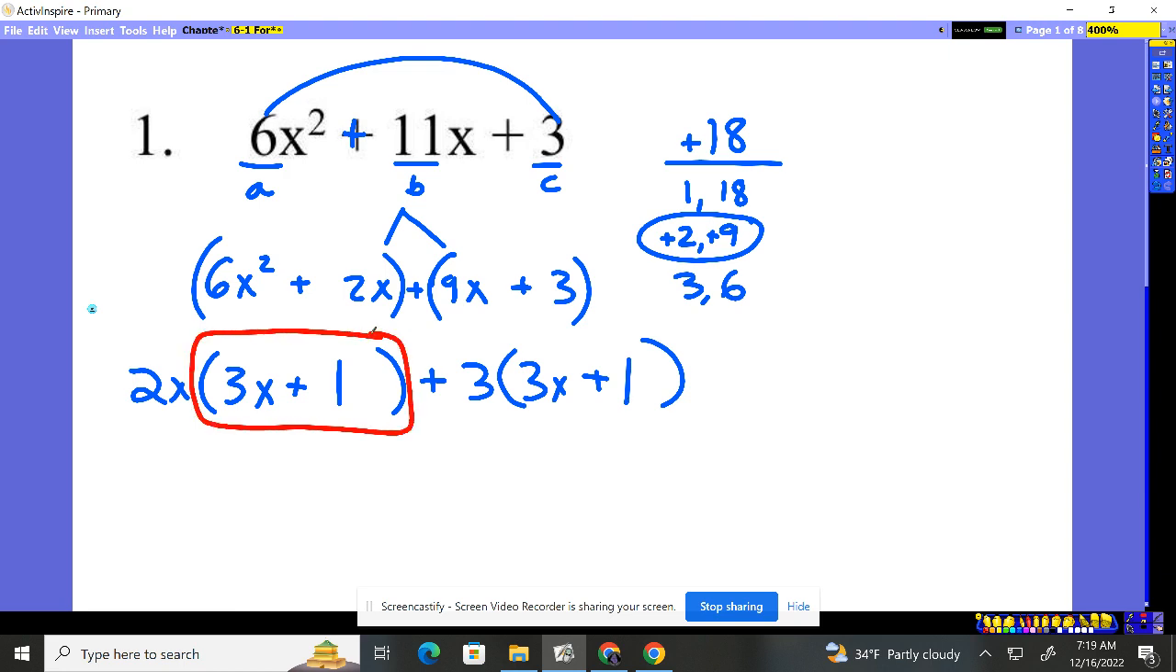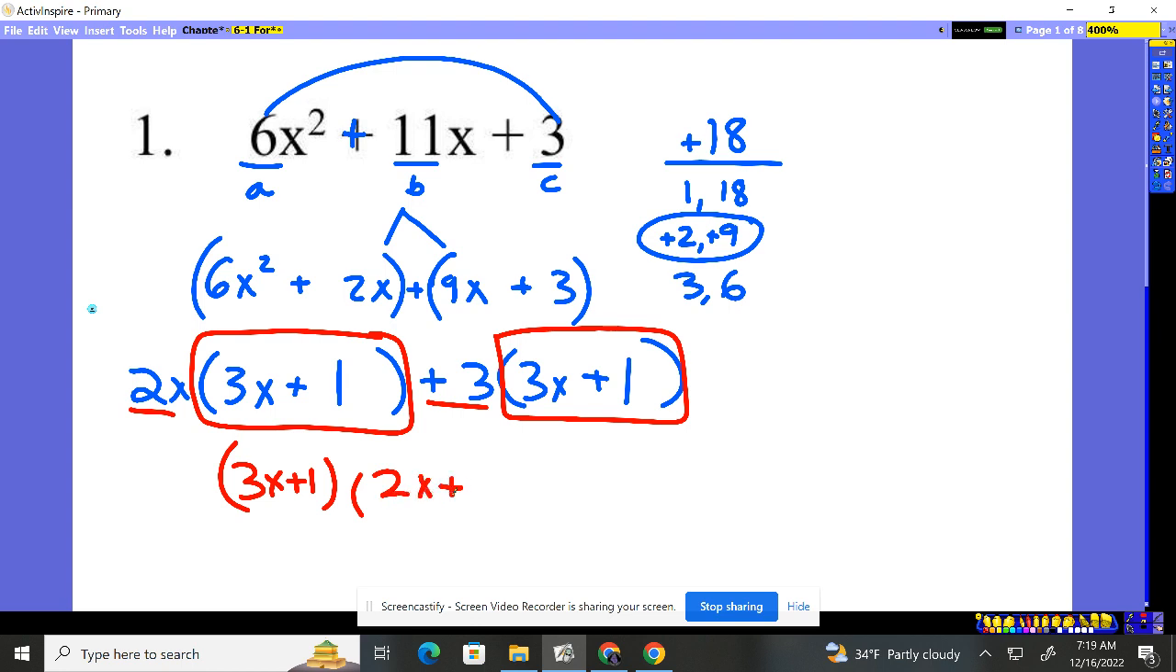We have a 3x plus 1 here, a 3x plus 1 here. We can actually factor that out of the 2. And then we were left behind with a 2x plus what? The 3 right there. And this 6x squared plus 11x plus 3 factors to a 3x plus 1 times a 2x plus 3. Those are the two binomials that multiply together to give us that answer up top.